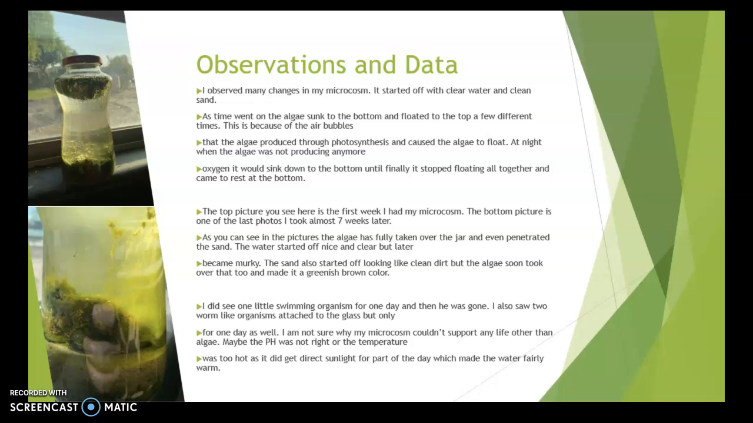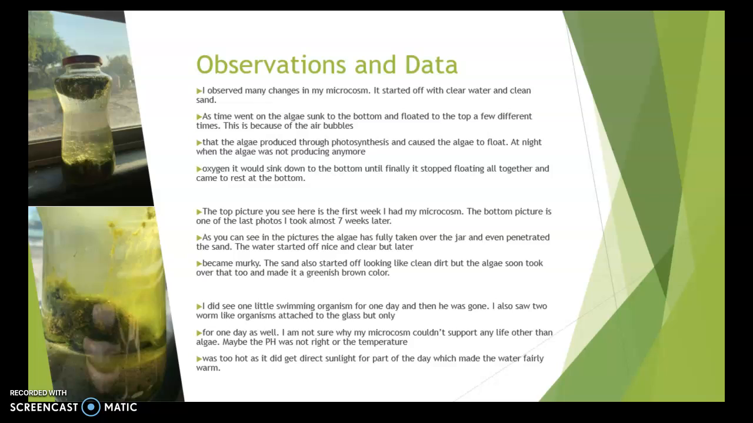As time went on, the algae sunk to the bottom and floated to the top a few different times. This is because of air bubbles the algae produced through photosynthesis, which caused the algae to float. At night, when the algae was not producing oxygen anymore, it would sink down to the bottom, until finally it stopped floating altogether and came to rest at the bottom.